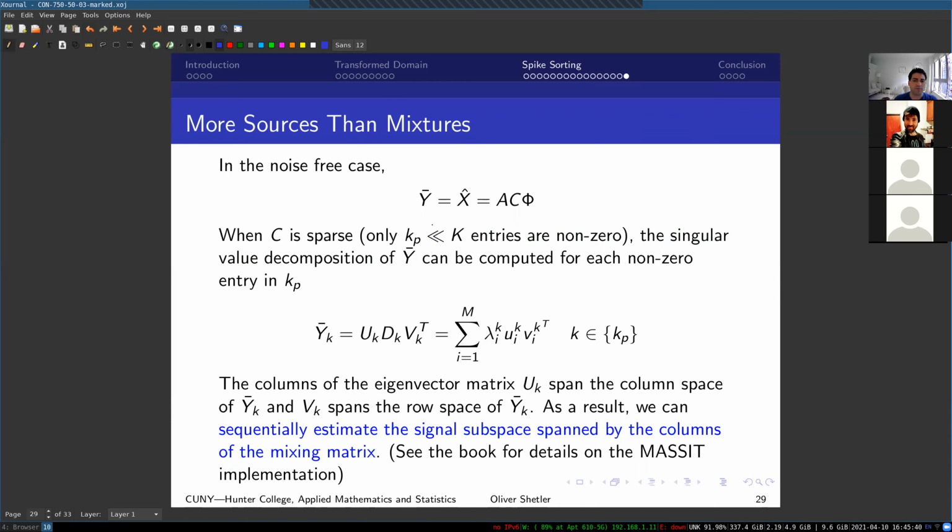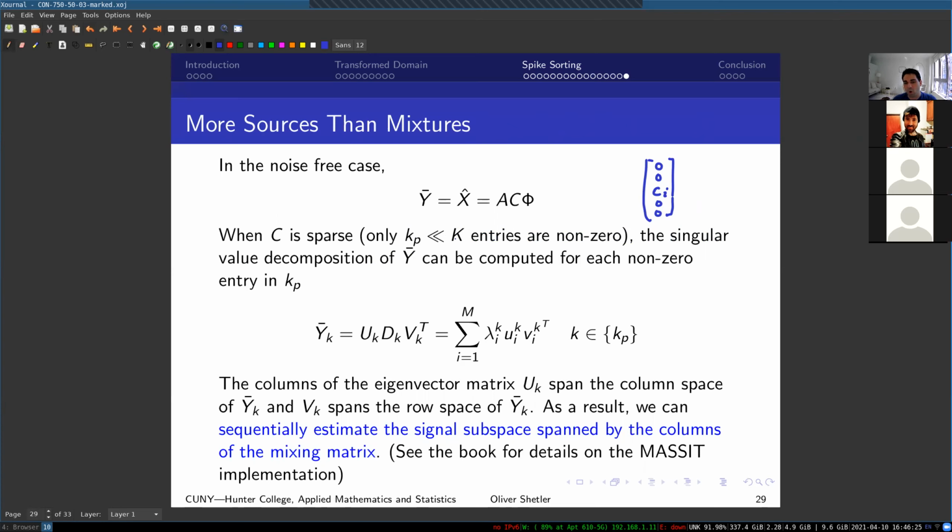And in the noise-free case, it turns out that the estimator y bar is just equal to the mixing matrix times this C times phi. And when the subspace C is sparse, meaning that Kp would be just the set of significant coefficients, right? So if we have a vector of coefficients here, say because we did a wavelet transform, we're going to have a bunch of zeros, and then there's going to be some coefficients sitting among the zeros. And we're going to have just a few of these, right? So that's what this is. This is the set of those.